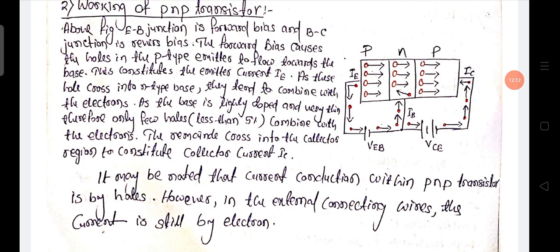So when the conduction is due to holes, in the circuit the current conduction due to electrons is in the opposite direction. That means the electrons flow in the direction opposite to the direction of flow of holes. Here you see the hole is traveling in this direction, but the electron is traveling in this direction, opposite to the direction of the hole.